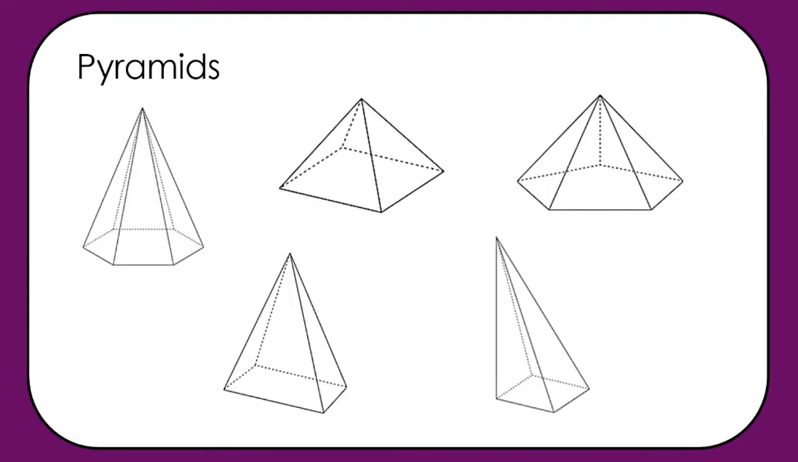Here we have a collection of pyramids. We have a hexagonal pyramid, a rectangular pyramid, a pentagonal pyramid, a square pyramid, and the last one here at the bottom right is an oblique rectangular pyramid.